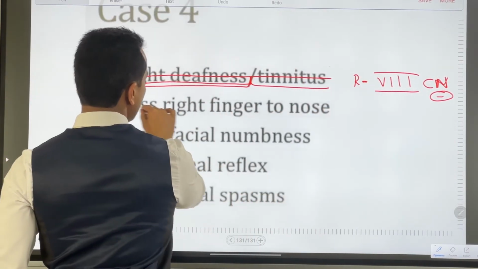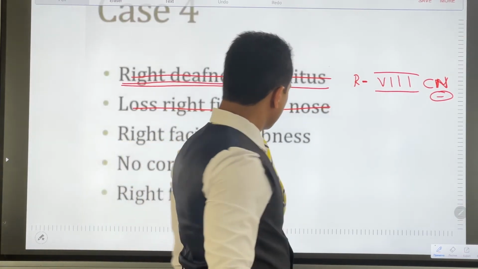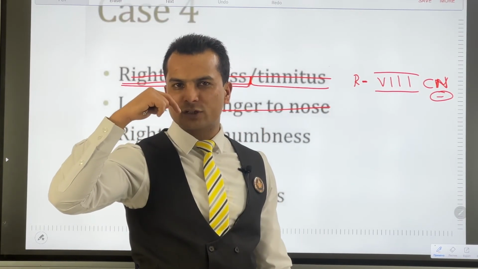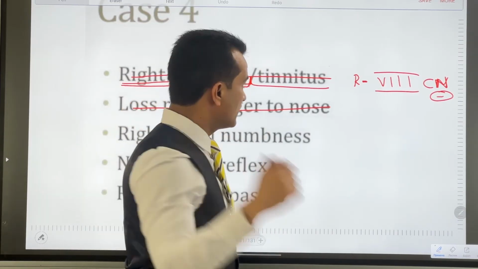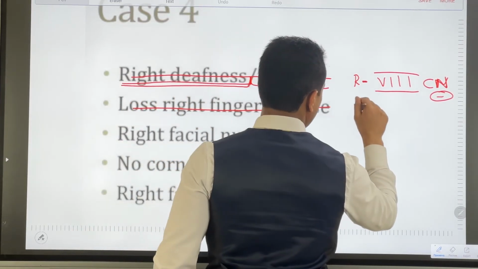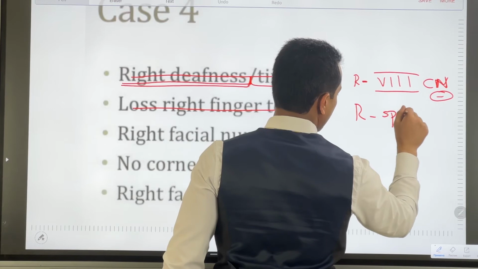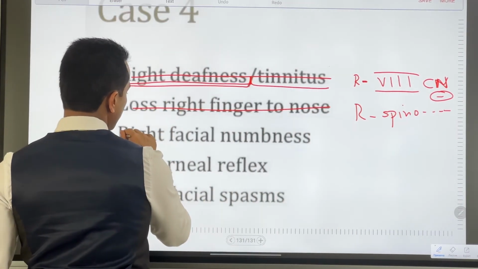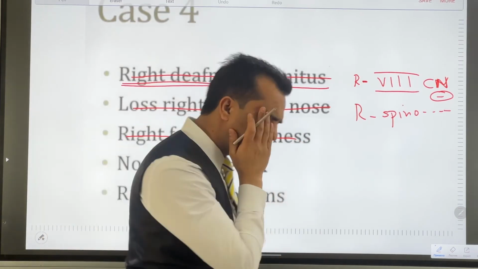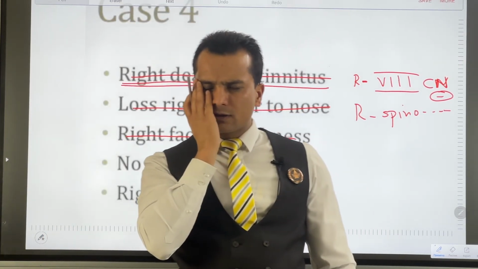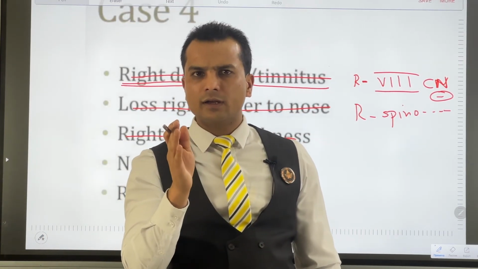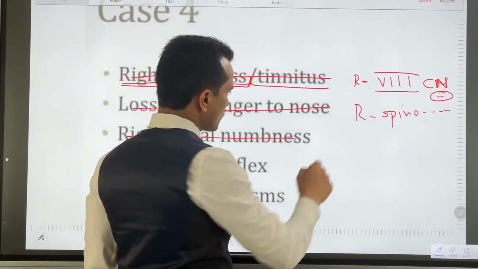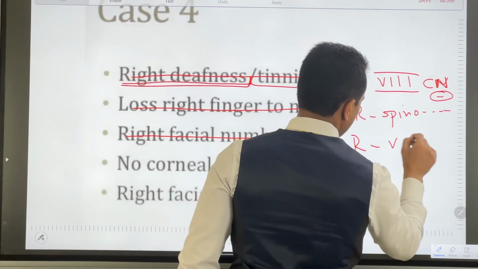Loss of right finger to nose. Yes, loss of right finger to nose. The patient is having tremor when trying to touch the nose. It means right-sided injury to the spinocerebellar tract. Right facial numbness. Facial numbness means no sensations. Sensations from the face are carried by the trigeminal nerve. So right-sided fifth cranial nerve injury.